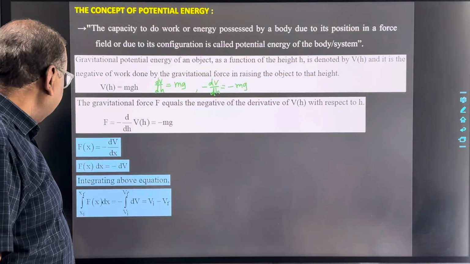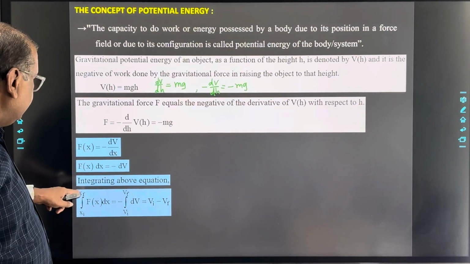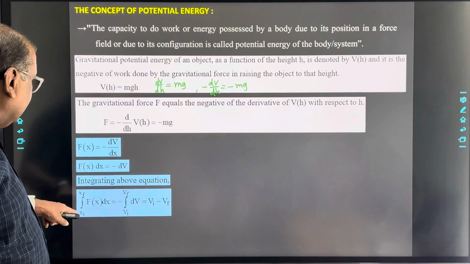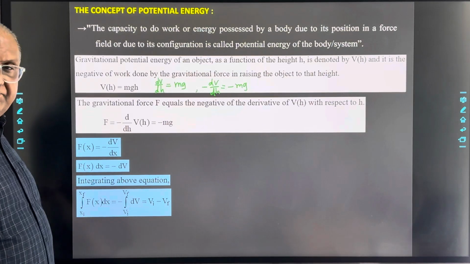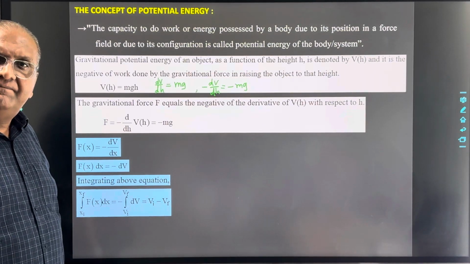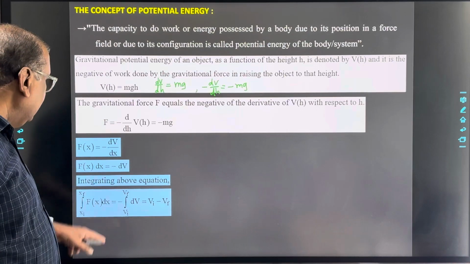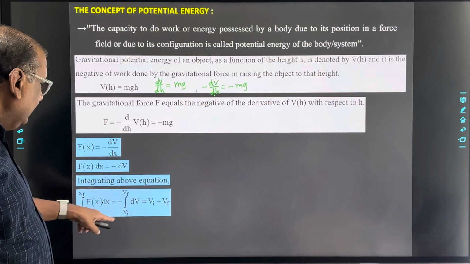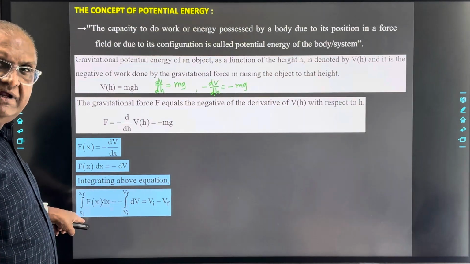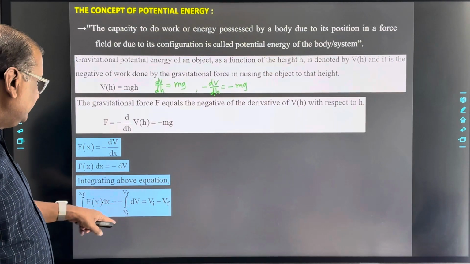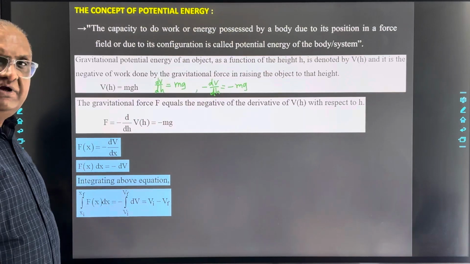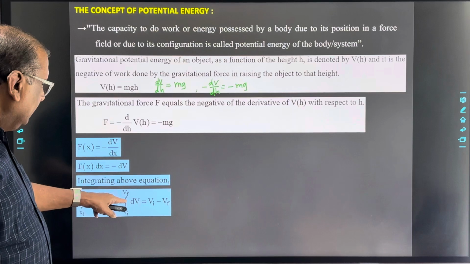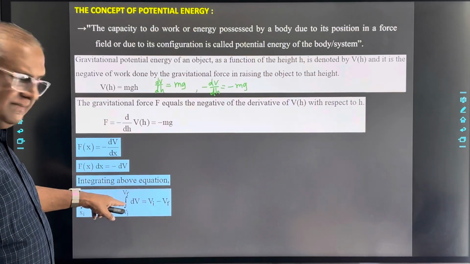So we can write the integration from xi to xf of Fx dx. xi is the initial position, that is the lower limit. xf is the final position, that is the upper limit. That is equal to minus the integration from Vi to Vf of dV. Vi is the potential energy at the initial position. Vf is the potential energy at the final position. Clear?